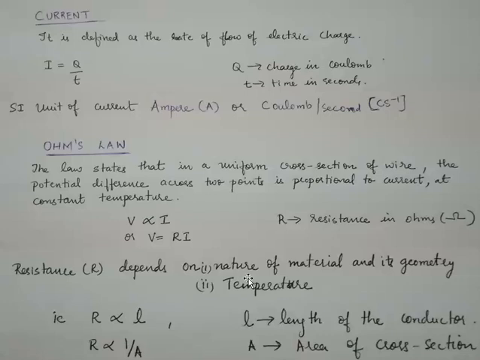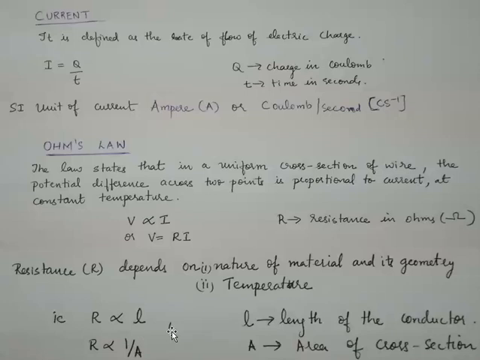And this resistance depends on two things: mainly the nature of the material and its geometry, and second is temperature. So normally as temperature increases, the resistance increases, and there is a relation between the resistance at a particular temperature with respect to the reference resistance, given by the coefficient of temperature.